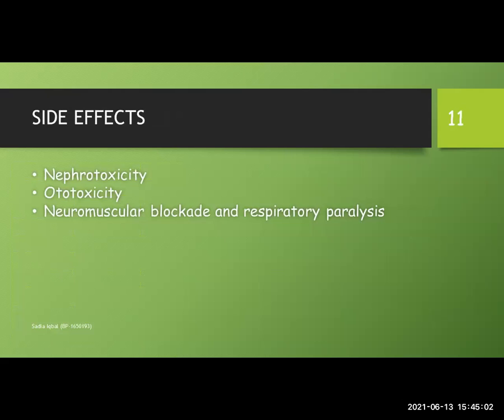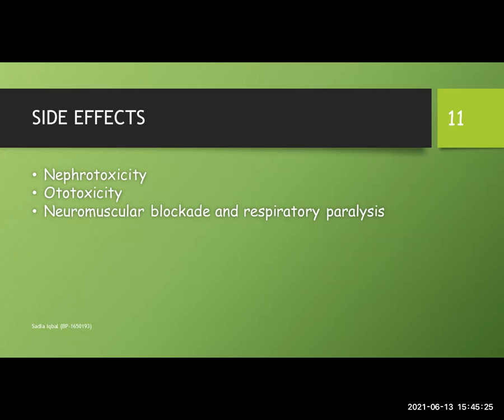Side effects of gentamicin include nephrotoxicity. Nephrotoxicity is basically the rapid deterioration of kidney function. It is the result of inhibition of protein synthesis in the renal cells, and there is necrosis of the renal tubular cells. Another side effect of gentamicin is ototoxicity, which is a hearing and balance problem.